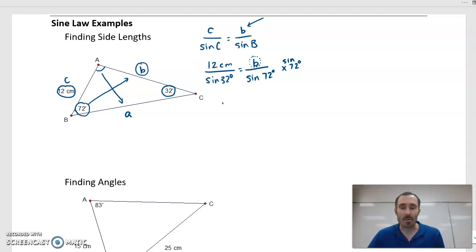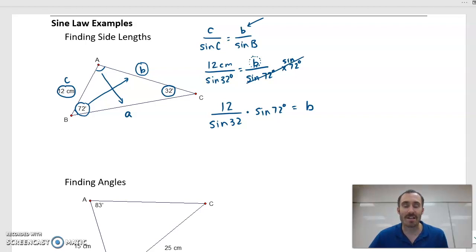So here's what I end up with. 12 centimeters divided by the sine of 32 degrees, and I'm going to multiply that by the sine of 72 degrees. And that equals side B, right? Because I took my divided by sine 72 and I multiplied by sine 72. And so these things are now canceled off of that side. And what I'm left with is just the B on this side.